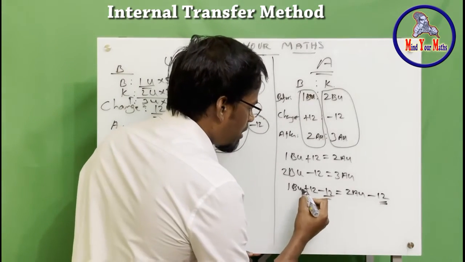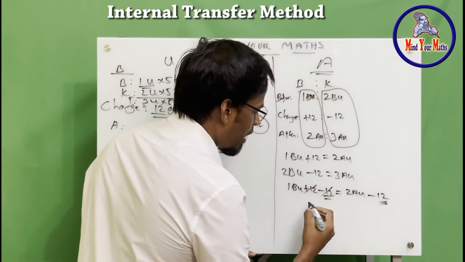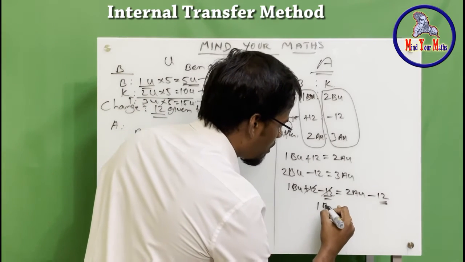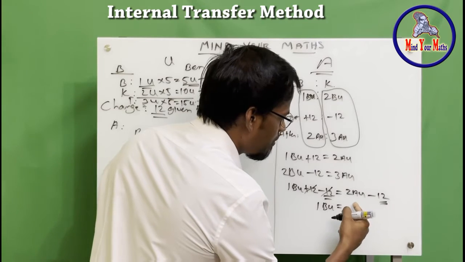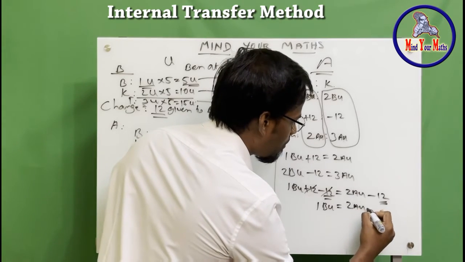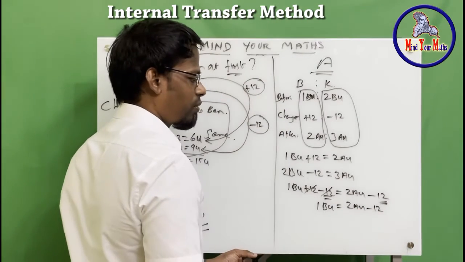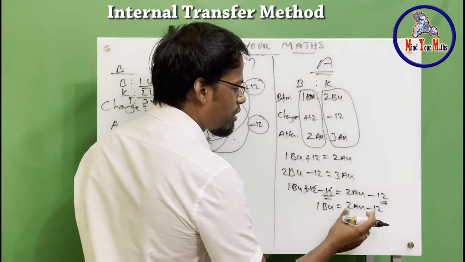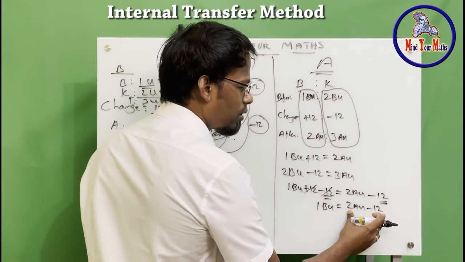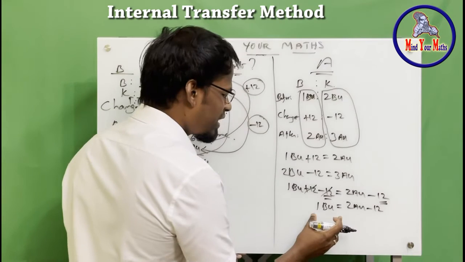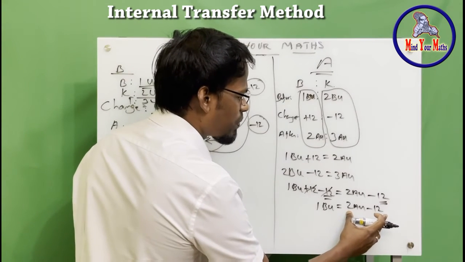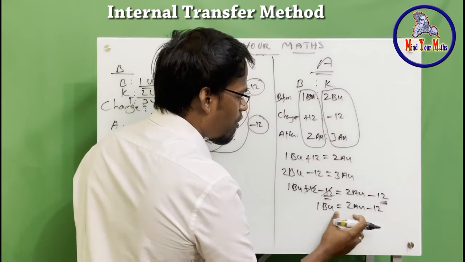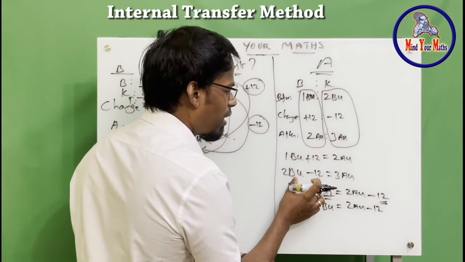So that here the 12 and 12 gets cancelled. So we are left with 1 BU equals to 2AU minus 12. Right? Okay, so 1 BU is equals to 2AU minus 12. Now let's substitute this value we found for 1 BU in the next formula, right?